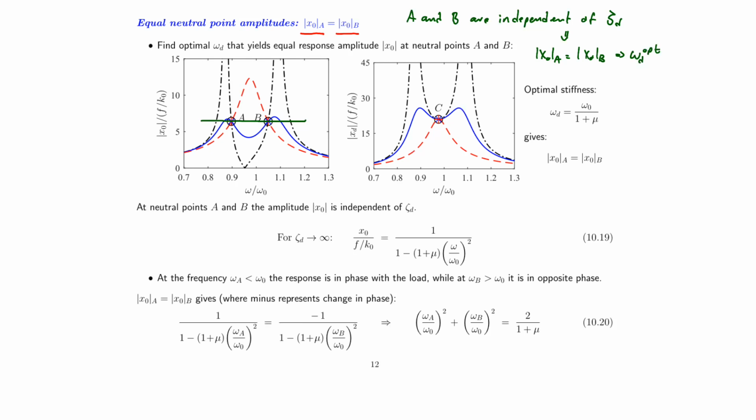And the optimal condition, I can already reveal now, is fairly simple, and it's given as the structural frequency divided by 1 plus the mass ratio. And this we obtain by having the same amplitude at the two neutral frequencies.